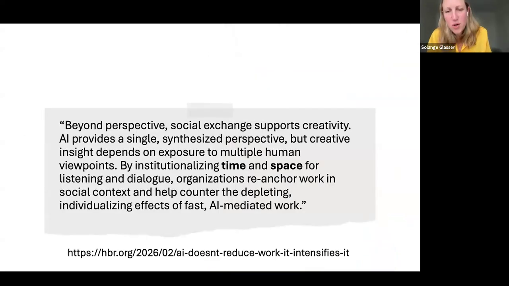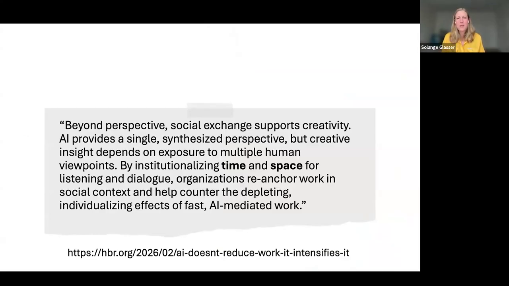So this is a lovely quote that I found in this paper. So the AI doesn't reduce work, it intensifies it. Beyond perspective, social exchange supports creativity. AI provides a single synthesized perspective, but creative insight depends on exposure to multiple human viewpoints. This is really important.